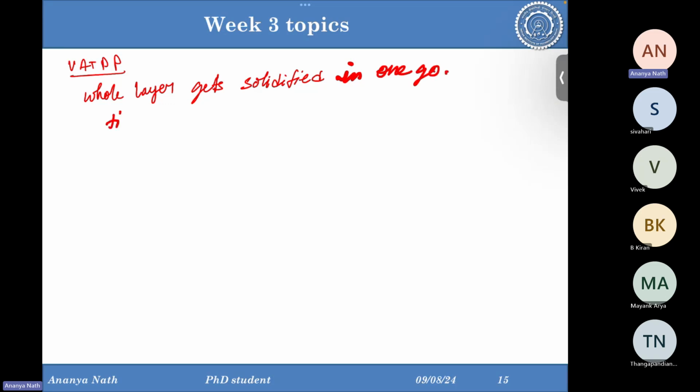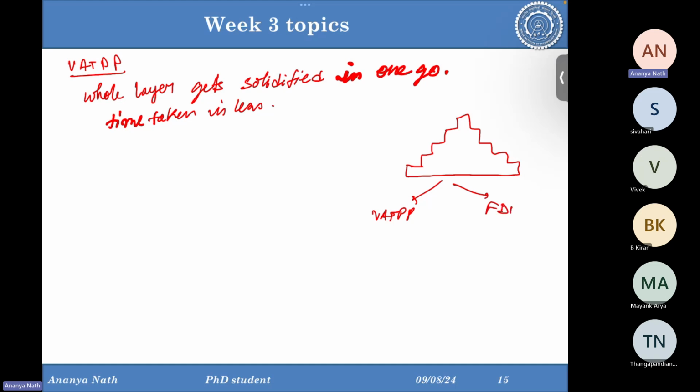So time taken is less. If you wanted to print a geometry like this in wet photopolymerization and in FDM process, which is material extrusion, always wet photopolymerization technique will take lesser time than FDM. Because in FDM, the nozzle will move and deposit the material. The nozzle will move like this and deposit the material.